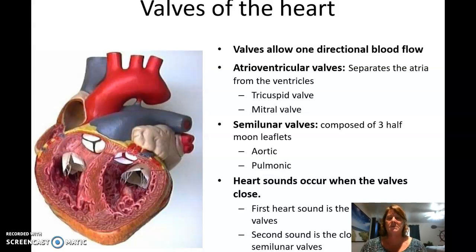So the whole purpose, we said, of the valves is for one directional blood flow. But when you're listening with a stethoscope and you're listening to those heart sounds, your heart sounds are actually made by the closure of the valves. So your tricuspid and mitral valves, when they close, that makes the first heart sound. And when your pulmonic and aortic close, that makes your second sound.